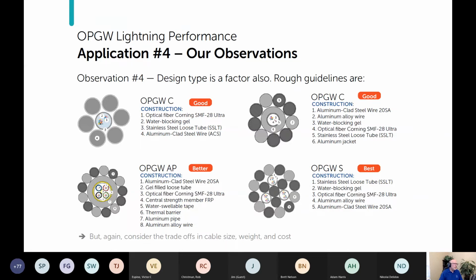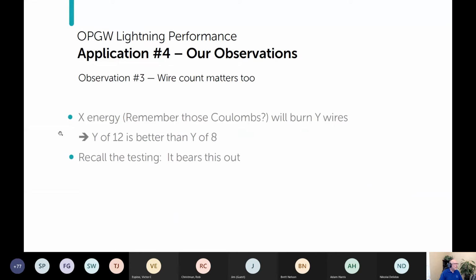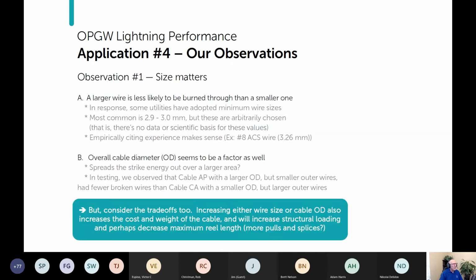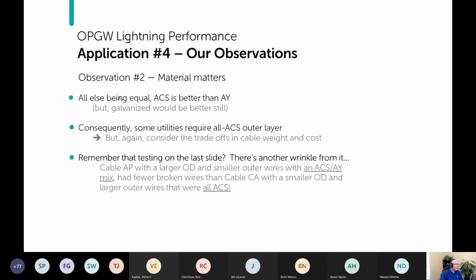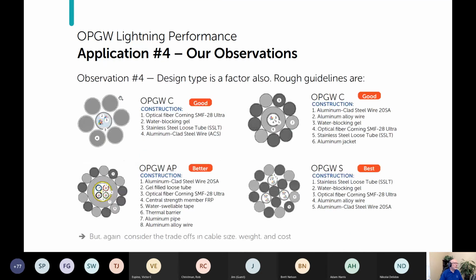So if I was to rate it, I think they're good, but I think the aluminum pipe type designs do a little bit better. And the ones that do the best, I think, are the stranded stainless steel loose tube designs. But again, remember the trade-offs in size, weight, and cost. So I kind of think that what I just said is true, that probably wire count is really a major consideration, plus maybe the overall ID, and then the material comes into play, and then maybe the wire size itself is last. But they all do have an effect.